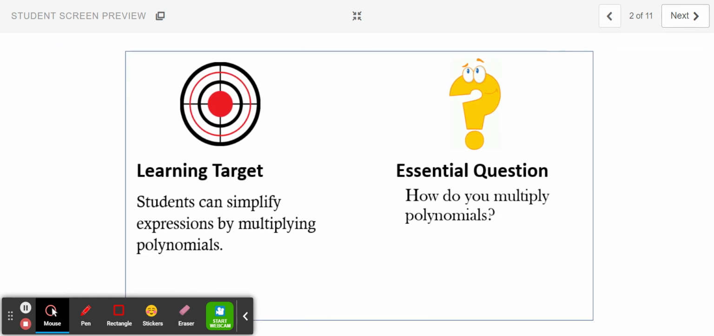So our learning target is to be able to simplify expressions by multiplying polynomials. And the essential question is just how do you multiply polynomials? So by the time you're done with this lesson, you should be able to multiply a couple of polynomials, at most a binomial, so two terms, by a trinomial, so something with two terms times something with three terms.